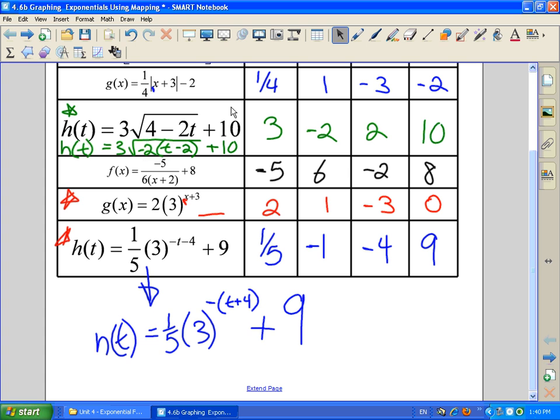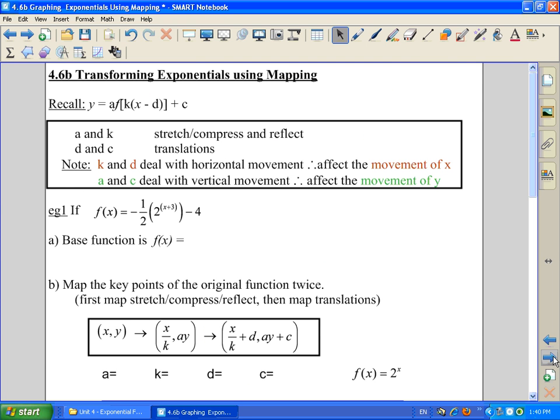But we're going to be doing mapping sequencing. So if you want to grab 3 colored pencil crayons, let's do that. That'll help us when we do our graphs. And I want you to recall the transformation equation. And from Unit 1, we discussed that A and K deal with your stretch, compress, and reflect. Those deal with what's called transformations, shape changes.